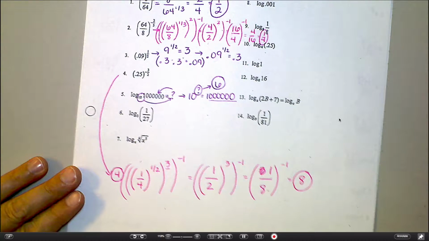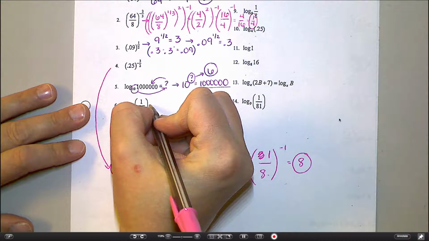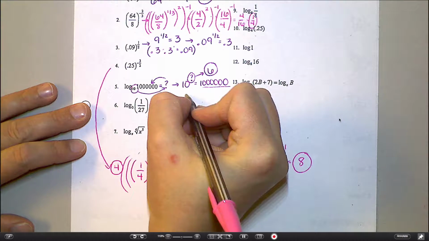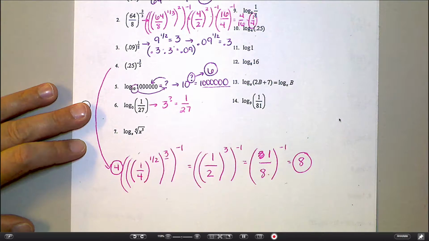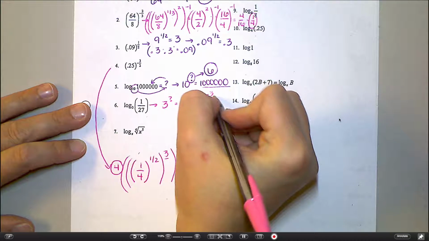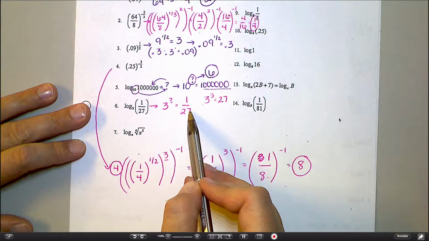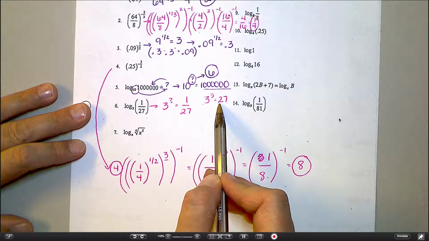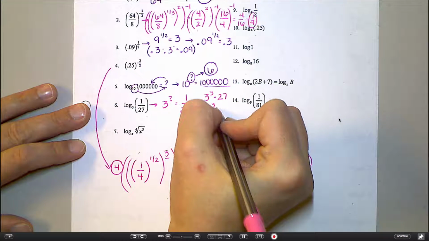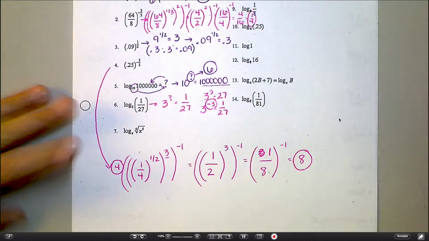Okay, number 6. Log base 3 of 1/27. Again, what I'm asking myself there is 3 to what power would give me 1/27? Okay, well, I know that 3 to the 3rd power would give me just a regular 27. Okay, and then I need to think about how would I make that flip over. Well, the way I make this flip over into an inverse is I make my power negative. So then 3 to the -3rd power is equal to 1/27. And so therefore my answer is -3.